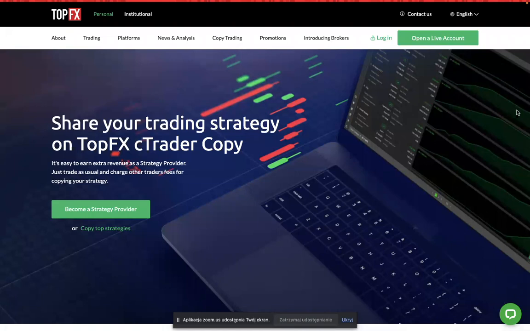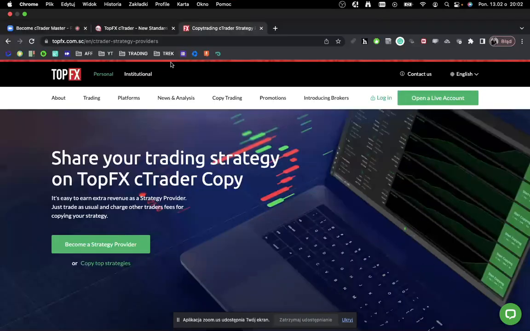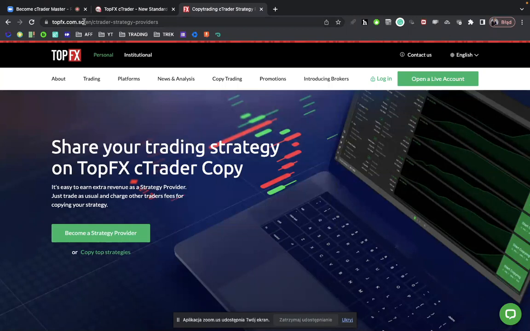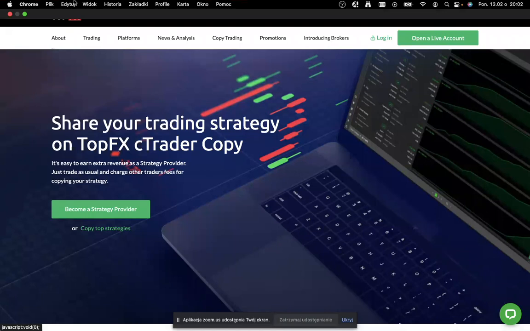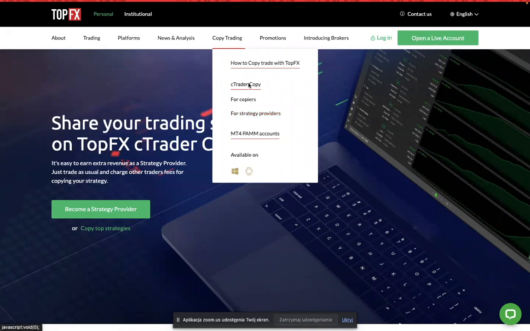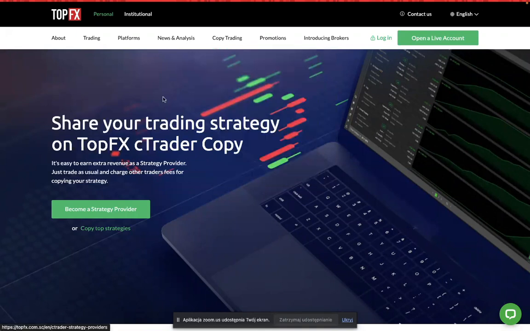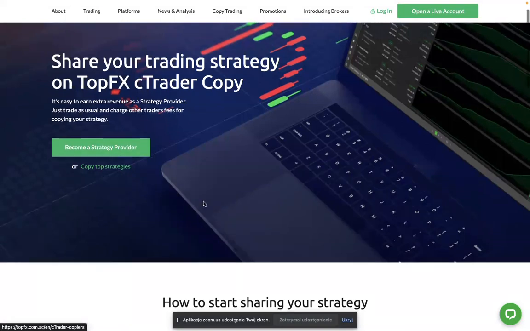So where are we now? We are now on the TopFX webpage. As you can see, let me just show you my screen and my address area, topfx.com.sc/English version/trader strategy providers. So this is the correct URL. If you want to find out where it is, all you have to do is click on the TopFX logo here, go to trading, go to copy trading, and then go to cTrader copy for strategy providers. This is where you can find this webpage, and on this webpage you can, of course, become a strategy provider, or you can copy top strategies.